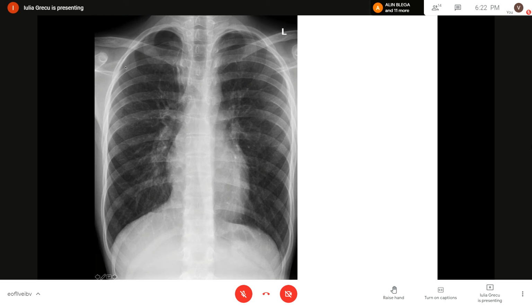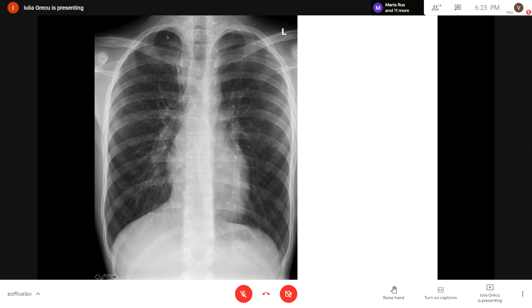lucency that is situated here. It goes like this. And in this region, we see no vascular markings. What we see is a thin, very thin, opaque line that delimitates this vascular margin and the lung from this hyperlucency. This is a hyperlucency compared to the normal aerated lung adjacent to it.